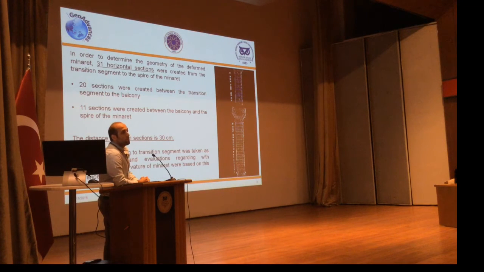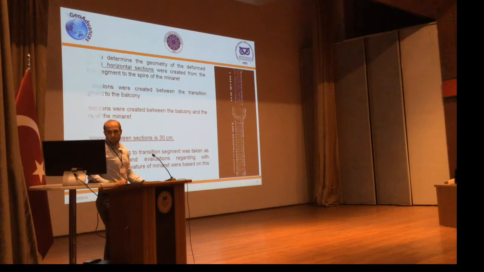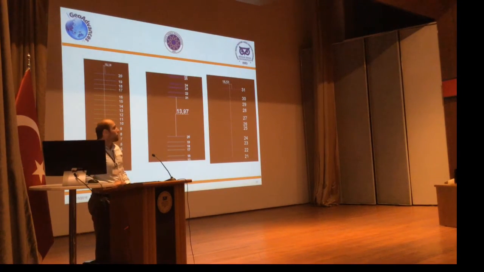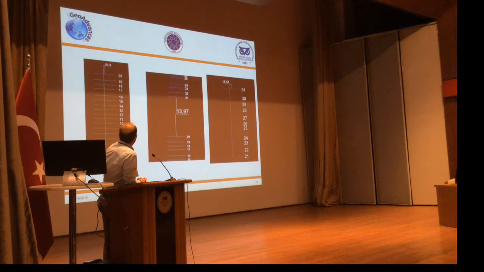Then we selected the first section as our reference section because it's the closest one to the base of the minaret. I will show you the results in 3 parts. If you take a look at the left picture, you can see the sections from the base of the minaret to under the balcony. The distance between the center of the first section and the center of the 20th section is around 10 centimeters.